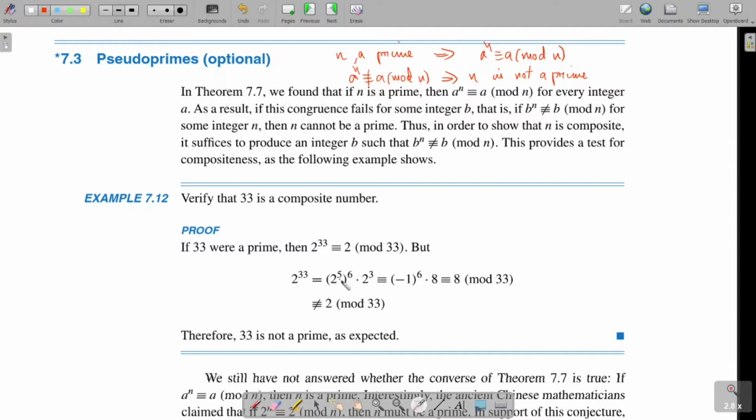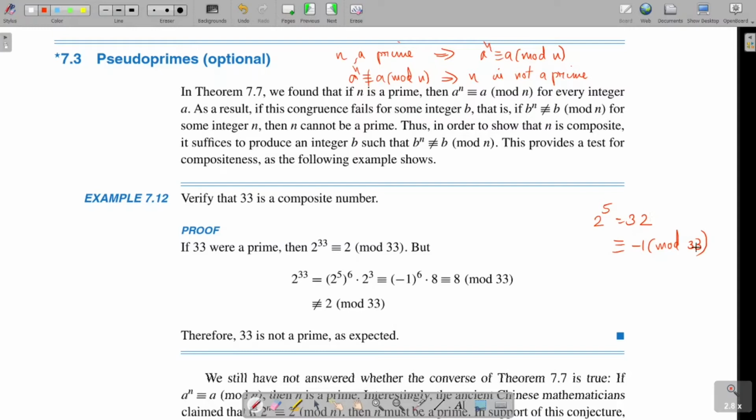2 raised to 33 can be written as 2 raised to 5 whole raised to 6 into 2 raised to 3, because 2 raised to 5 whole raised to 6 is 2 raised to 30, 5 into 6. 2 raised to 30 into 2 raised to 3, that is 2 raised to 30 plus 3, that is 2 raised to 33. So we have 2 raised to 5 equal to 32, and this is congruent to minus 1 mod 33.